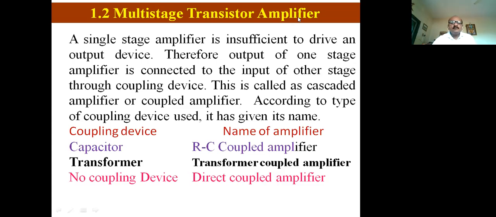Now, in the transformer coupled amplifier, a transformer is connected. In the direct coupled amplifier, there is no coupling device. Therefore, it is called direct coupled. In transformer coupled, a transformer is used. In RC coupled, a capacitor is used.